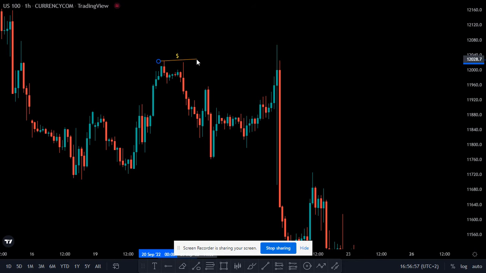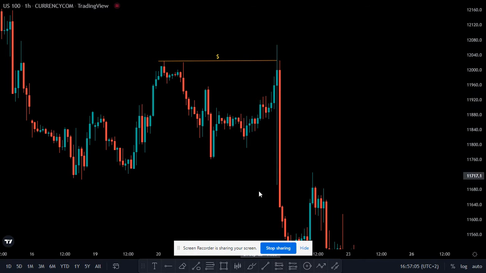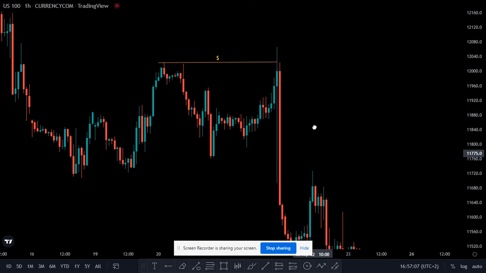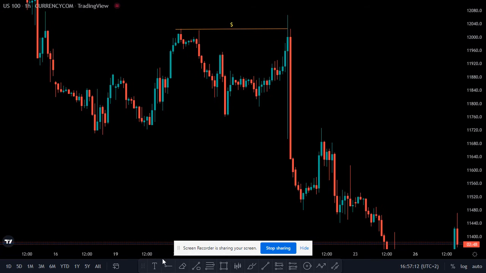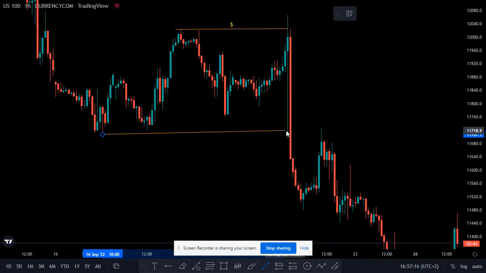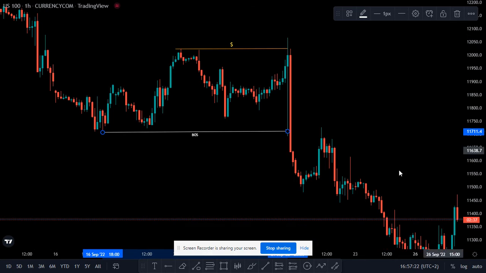Then after that was taken out, as you can see, it happened there. This double top was taken out, stop losses were collected there. Then the market went down. So after the double top liquidity was taken, we wanted to see a break of structure, and as you can see, it happened there. Structure was broken there. So there was a break of structure to the downside.